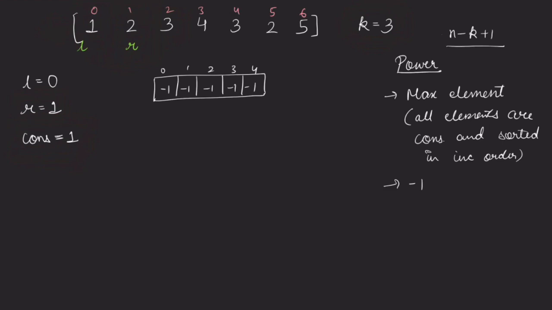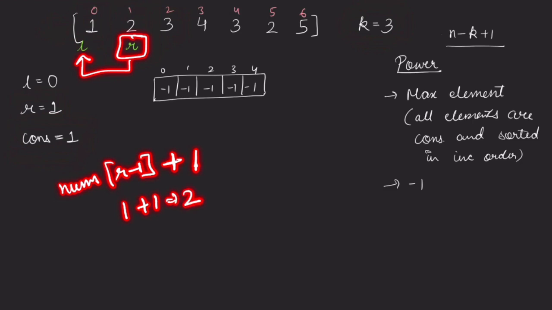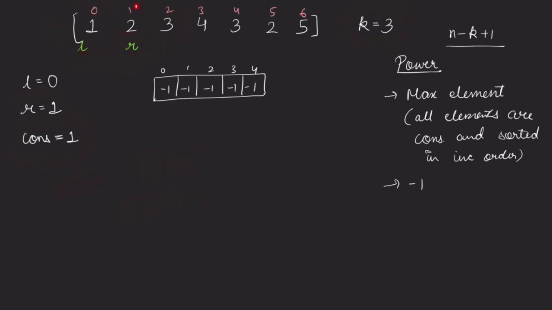So now what we'll do is that we will check whether the current element, which is 2, is consecutive or not. So what you will do? You will check that the current element, which is nums of R, is equal to nums of R minus 1 plus 1. So in this case, it will be 1 plus 1, that is 2. So these are equal. Then that means this element is consecutive, right? So you will increase your consecutive count by 1. So it has become 2 now, right? And now this subarray's length is not equal to k, right? So we can move forward.